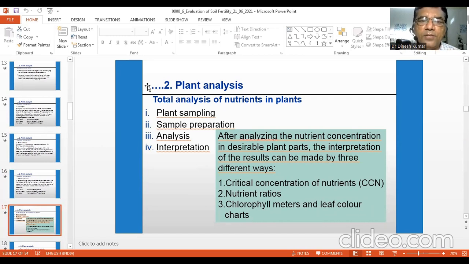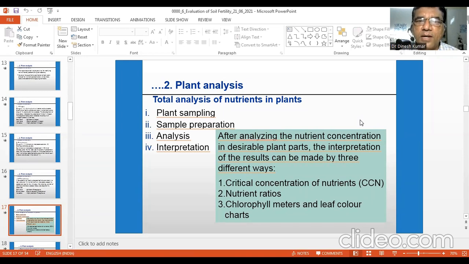And then finally, you do chemical analysis and interpretation. So after analyzing the nutrient concentration, now how to interpret? Because you will get a certain concentration of nutrients in different plant tissues. And once you have received the status of nutrients, then how to interpret it, how to understand it, what is the meaning of this?